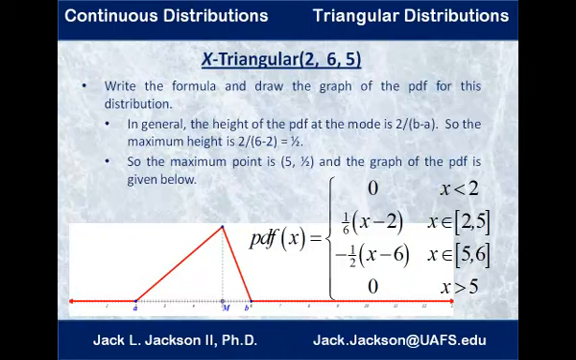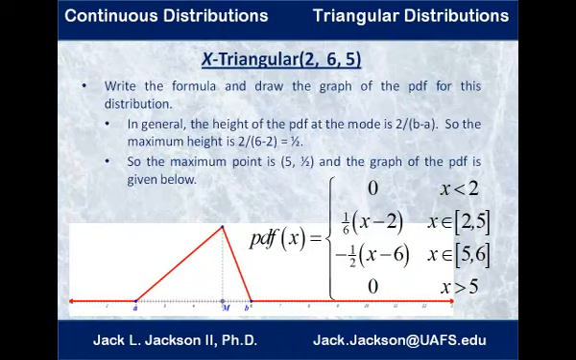And the graph is given below, so that means you have a slope of 1/2 over, well, let's see, going from 2 to 5 is a delta x of 3, and a height of 1/2. So you've got 1/2 over 3 is 1/6, so that's the slope of the first one, and it goes through the point (2, 0), so it's 1/6 times x minus 2. And that'll be true for this increasing side of the top of the triangle, x values going from 2 to 5.